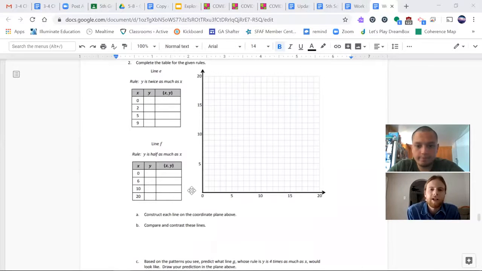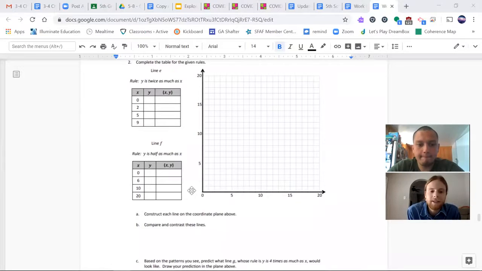And for instance, for 6, they would go over 6 on the x-axis, which is this bottom line on the graph, and then they would have to go half as much as 6 up on the y-axis, so they would just have to go up 3, right? Because that's half of 6. So that's just what they're doing, really just following directions.